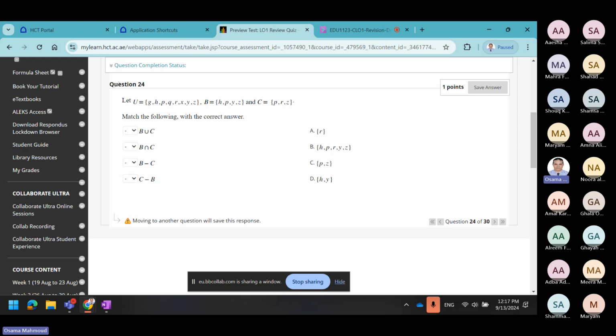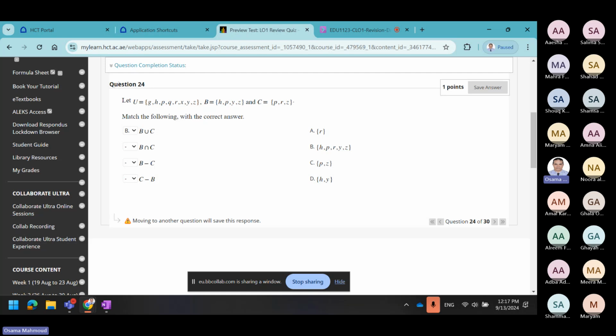Now I'll go for this one. I have the universal set U, and B and C are given. B union C, so I take everything in B and C, but the repeated ones, P and Z, I'm not going to repeat again. So I have only R extra with B. So I have H, P, R, Y, Z. H, P, R, Y, Z is choice B, right?